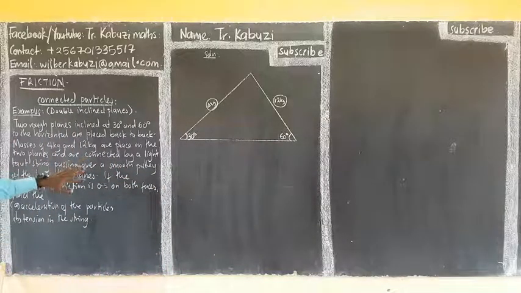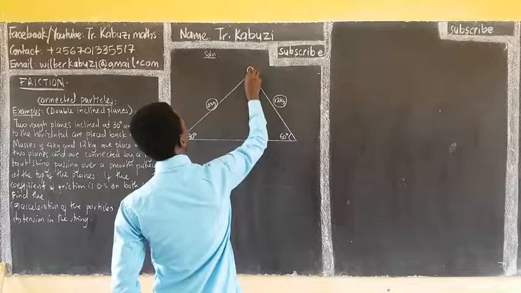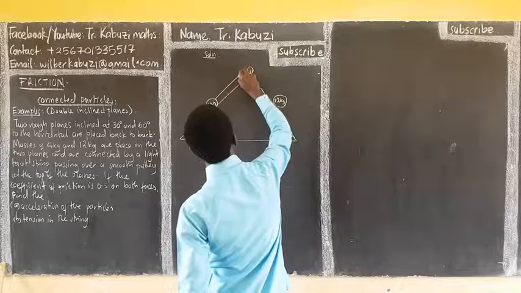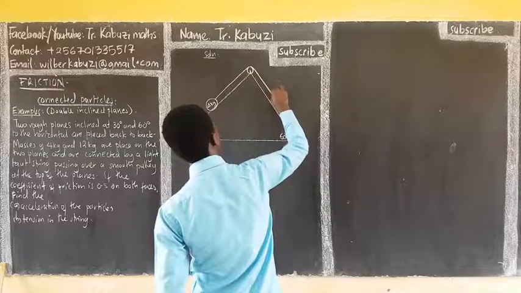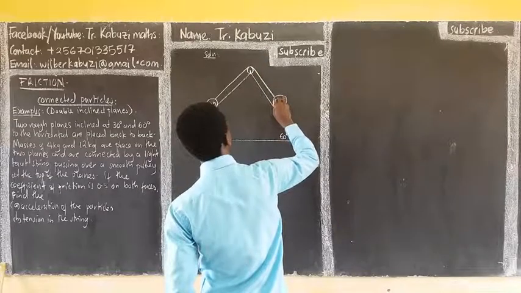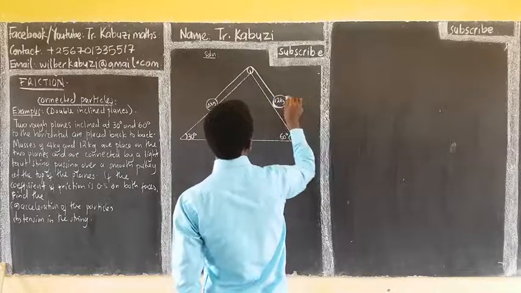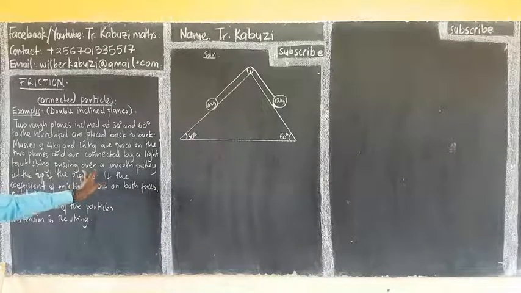On the two planes and are connected by a taut string passing over a pulley. So we have a pulley at this end here. They are connected by a string passing over that. So we have a string passing over this to connect to that. Of course, this one is in contact. So they are pressed and they are connected by that string there, over a smooth pulley at the top of the plane.